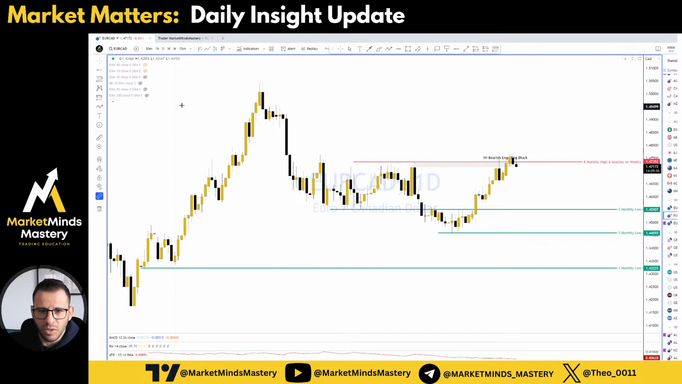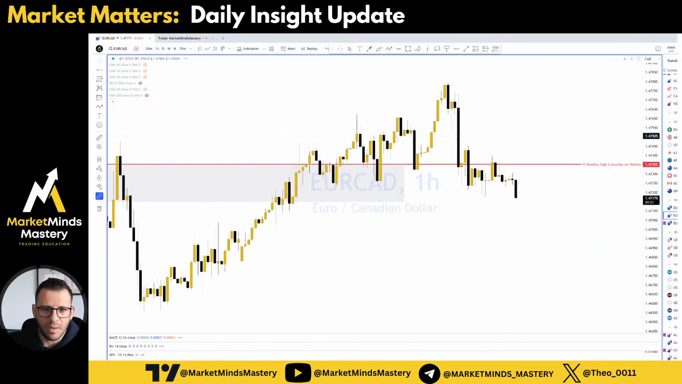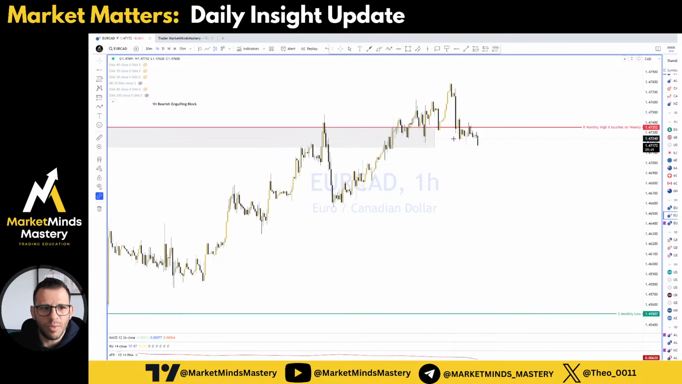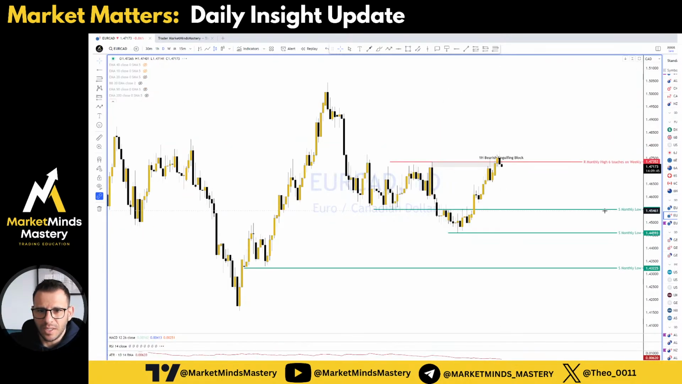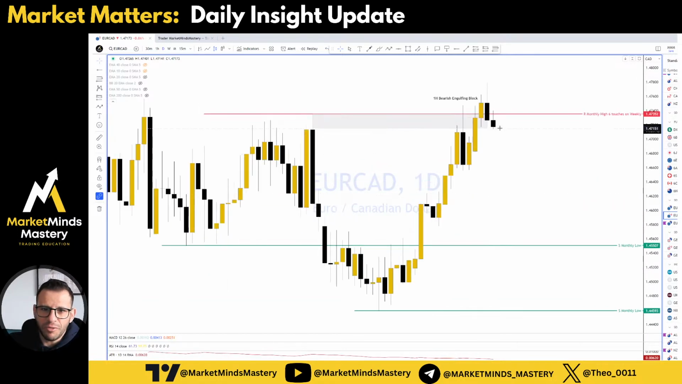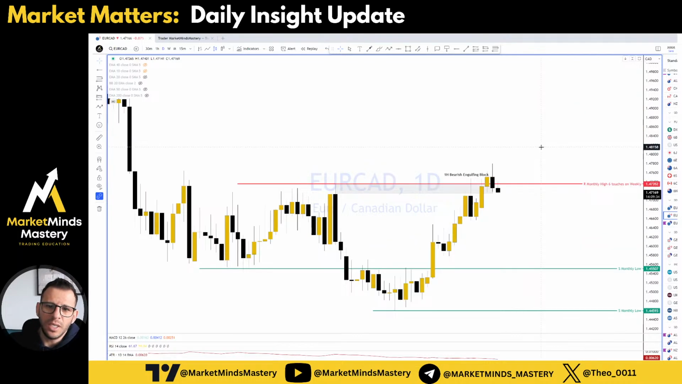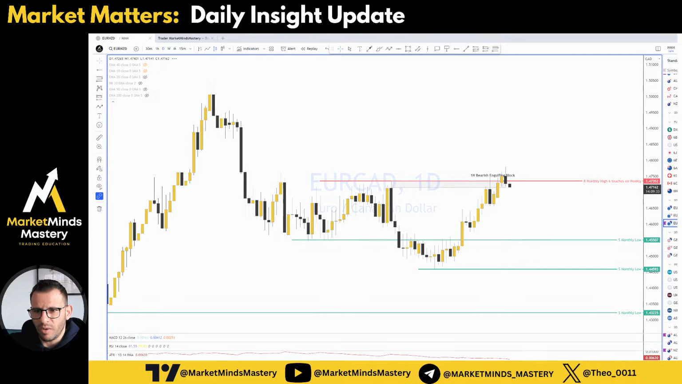Euro Canadian dollar, we didn't take anything here, although there were some promising setups, but we didn't get involved. Bearish engulfing printed at this monthly high. It's been 6 times that this area has been touched on the weekly chart, so maybe you're going to see some sell off a little bit.